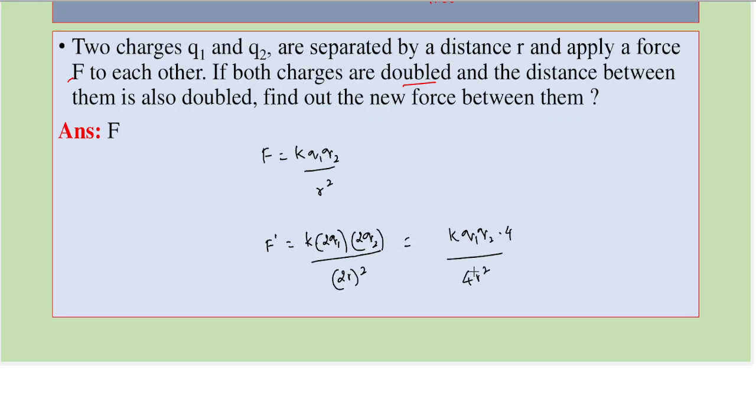So from here the 4 gets cancelled and what remains is k Q1 Q2 by r square, which is the same as F. Therefore, the new force is the same as the old force.